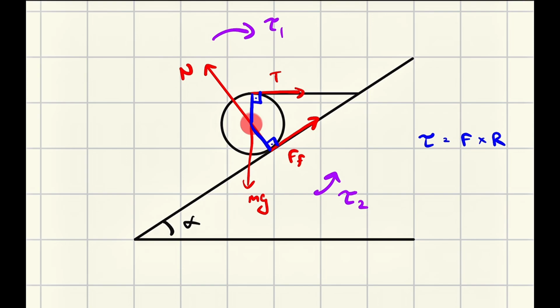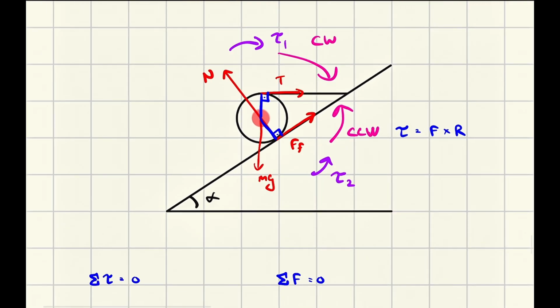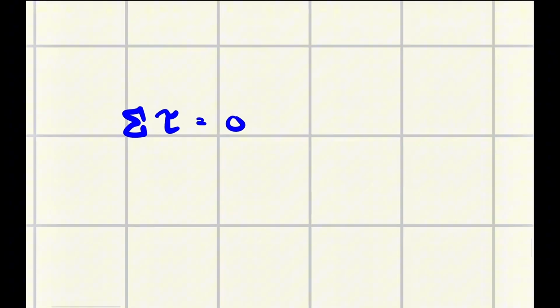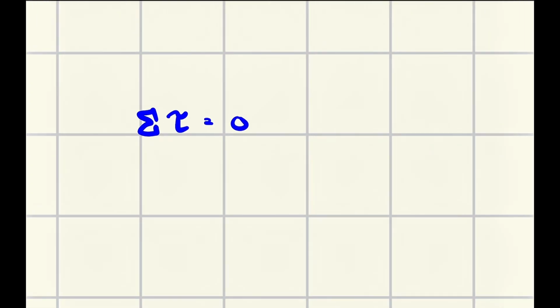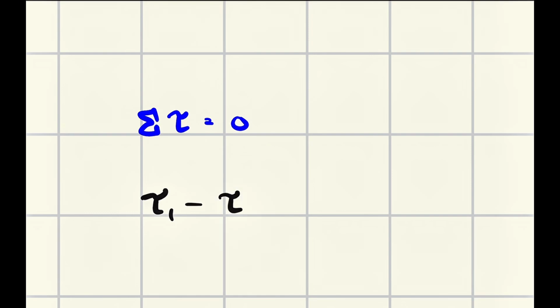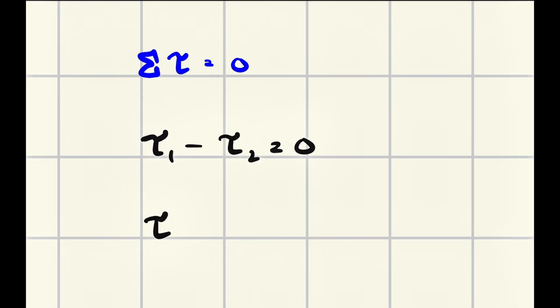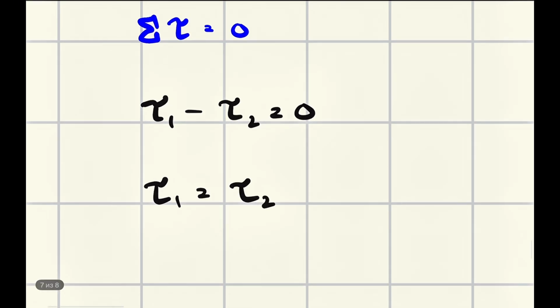Okay, only 2 forces are trying to rotate our ball, and both of them are opposite to each other. This thing is trying to rotate here, and this thing is trying to rotate here. This is clockwise, this is counterclockwise. So we also know that the sum of torques equals 0, and those two are opposing each other. It means that torque 1 minus torque 2 equals 0, and definitely it means that torque 1 equals torque 2. Let's take this thing and move it here, and it just becomes positive.